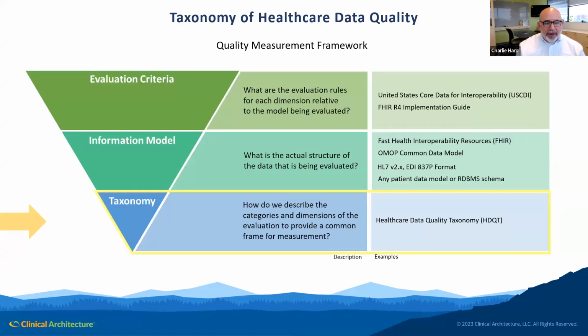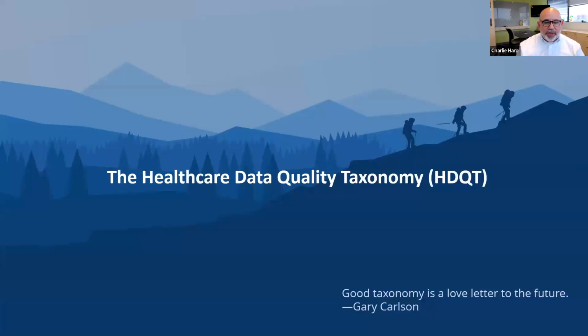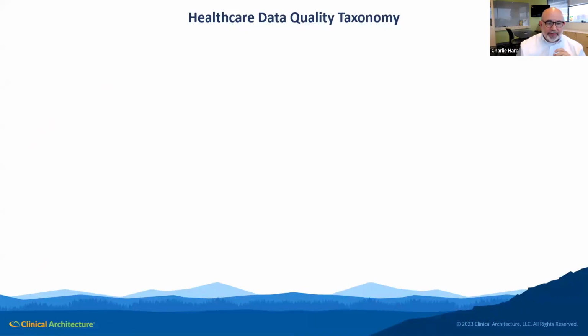Now, the next thing we're going to talk about is the taxonomy. In this case, it's something that we've developed at Clinical Architecture that we call the Healthcare Data Quality Taxonomy, or the HDQT. And I want to emphasize, and I'll emphasize it again later, this is not a fully baked thing. This is a work in progress. Our goal is to share it. Our goal is to collaborate on it. So I'm not handing it down on stones chiseled on Mount Sinai. I'm basically just saying, hey, this is something we've come up with, and we're happy to engage with anyone and everyone that's interested in being a part of it. So let's talk about it.